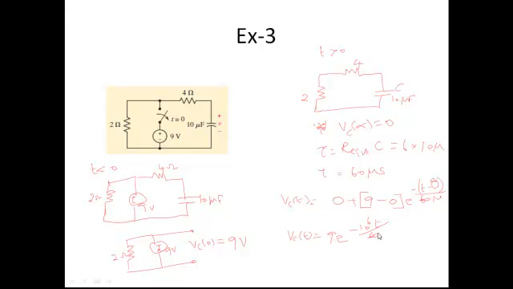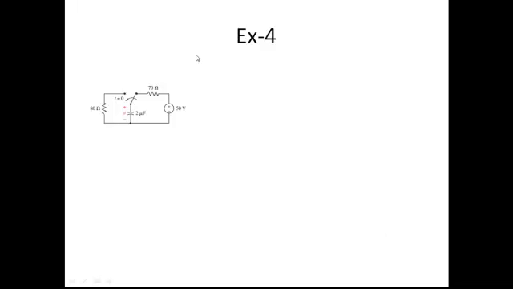Okay, so take the next example. In the next example, you have two points. This is point A. This is point B. At time t less than 0, the switch is in position A. At time t equal to 0, it is switching from position A to position B.